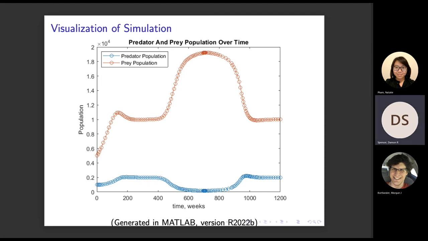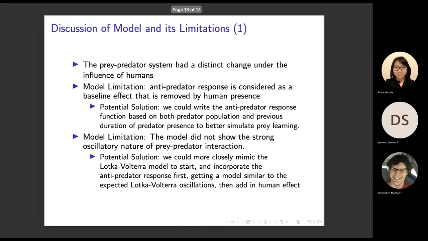Then, whenever humans exit, the prey population returns to normal and the predator population overshoots a little bit, but it ends up returning to normal too. So things get restored. Next slide.